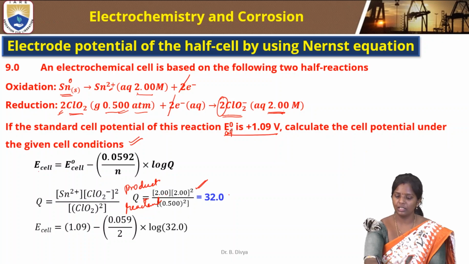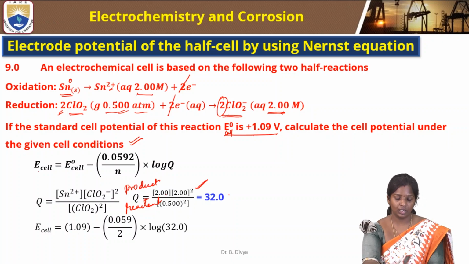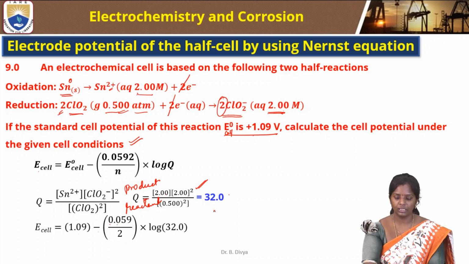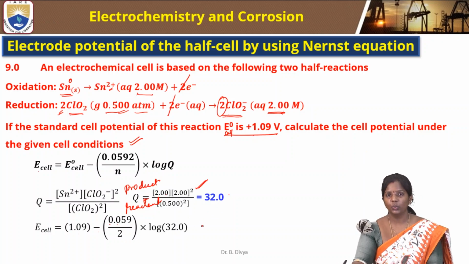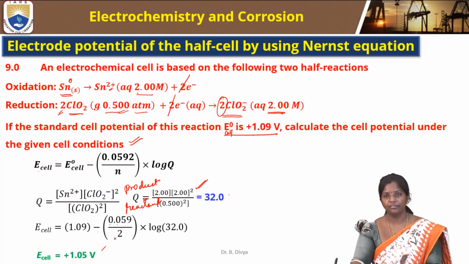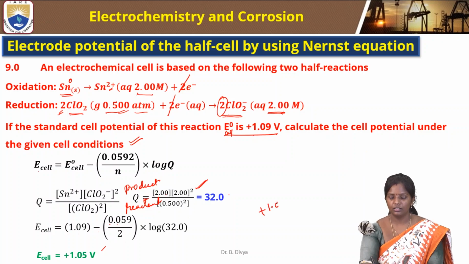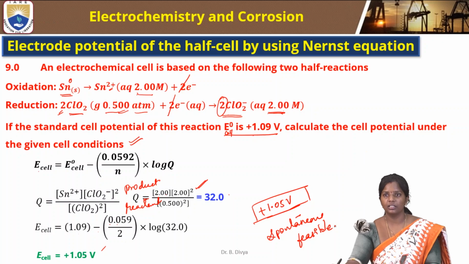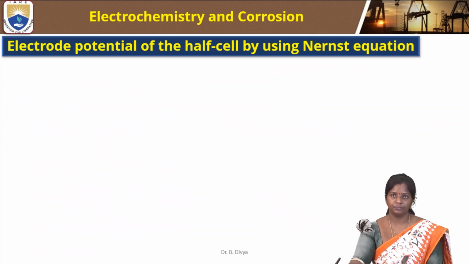So the cell E naught cell is given as plus 1.09 volt minus 0.059 by 2, because 2 electrons are involved in both the reactions, into log 32, where Q is taken. So we get a value of plus 1.05 volt after calculation. So this is again a spontaneous and feasible reaction. Whenever there is a positive sign, it is a spontaneous and feasible reaction.